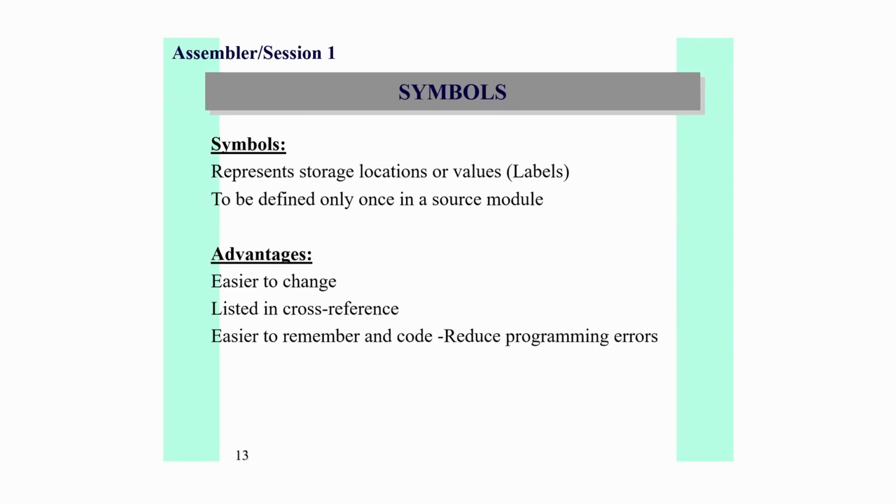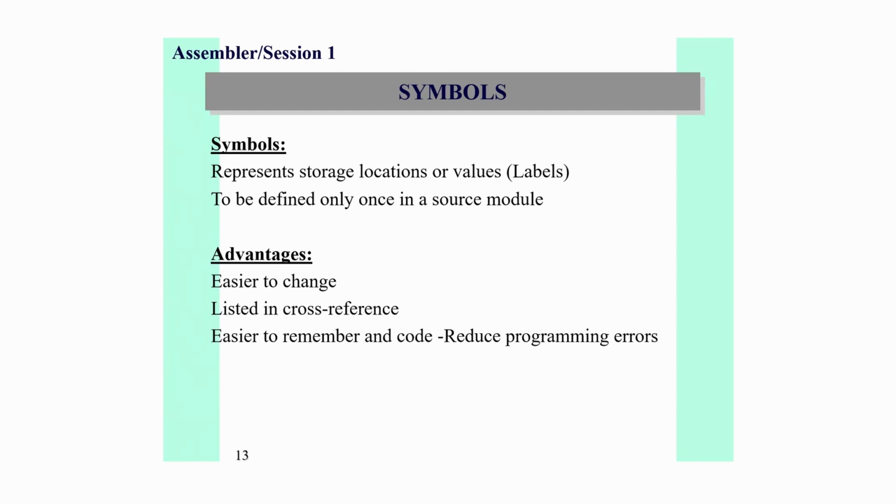The symbols represent the storage locations or values, and each has to be defined only once in a source module. You cannot have duplicate symbols there. The advantage is that it is easier to change. If you define a symbol, it is easier to change. And when you assemble the program, it will be listed in the cross reference so that you can see where at all it is being used for a particular symbol. You can see how many places it is used.